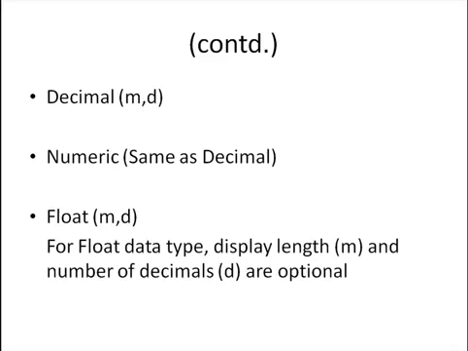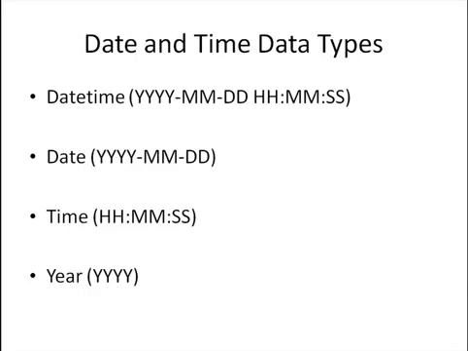And then you've got the float data type, and with float it's not necessary for you to mention M or D as arguments. In that case it takes default values, and we're going to talk about default values later on. And for now, just know that these are the three options that you have. And then we have the date and time data types.